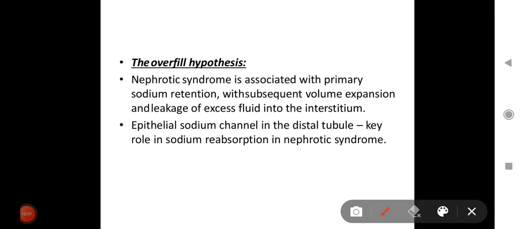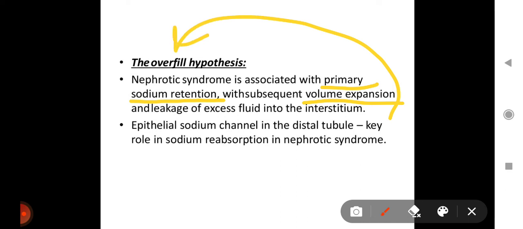It says nephrotic syndrome is associated with primary sodium retention. Now what was happening in underfill? Sodium retention was occurring because of intravascular volume depletion, and the overfill hypothesis says that there is primary sodium retention in nephrotic syndrome with subsequent volume expansion. Expansion means overfilling and leakage of excess fluid into the interstitium. So the intravascular volume is expanding and it's leaking into the interstitial spaces, which leads to edema.